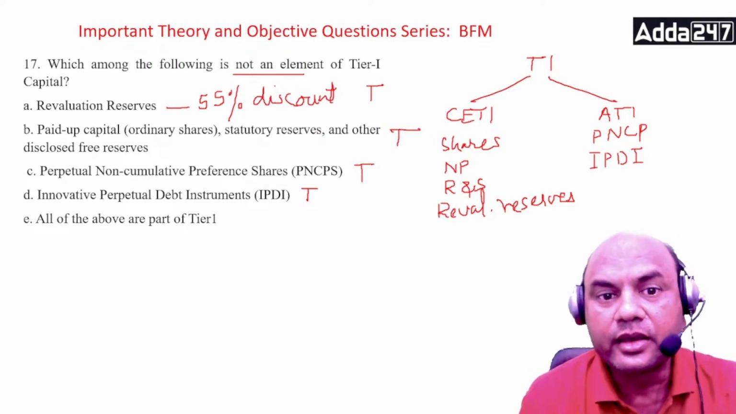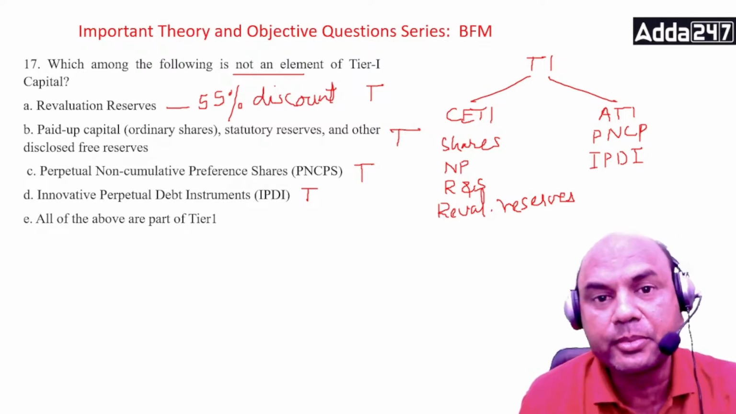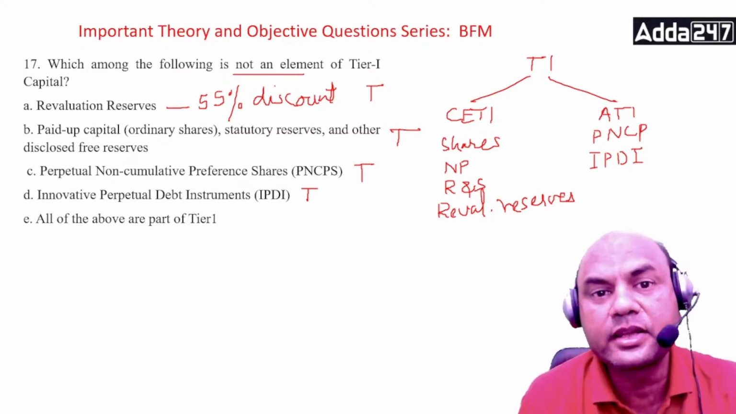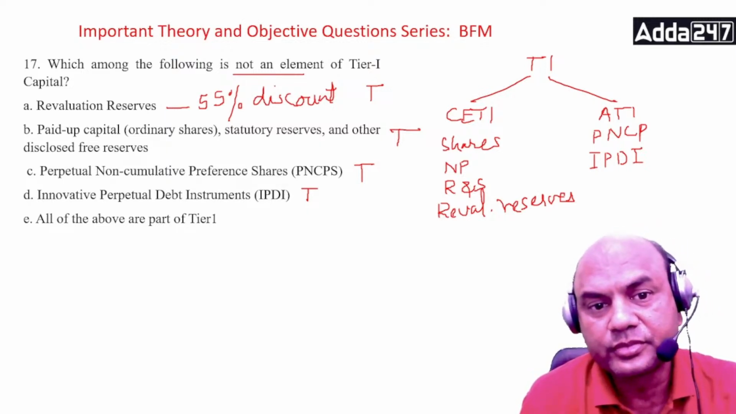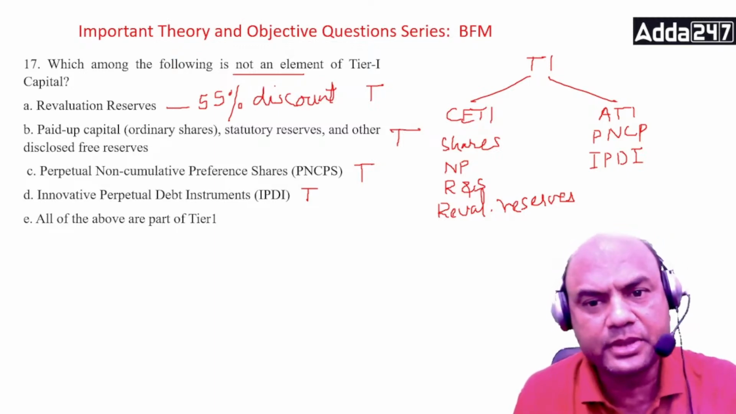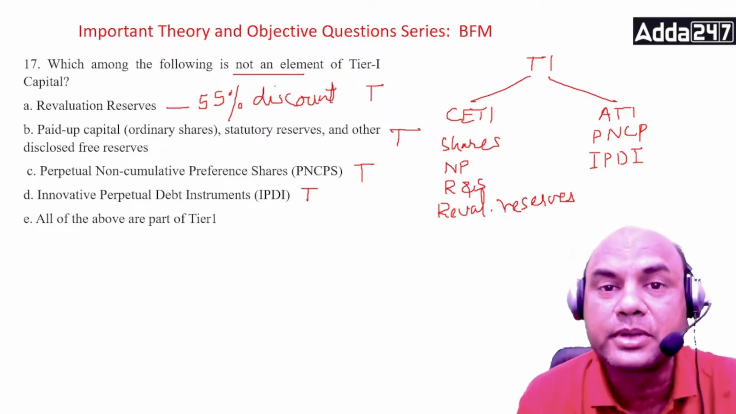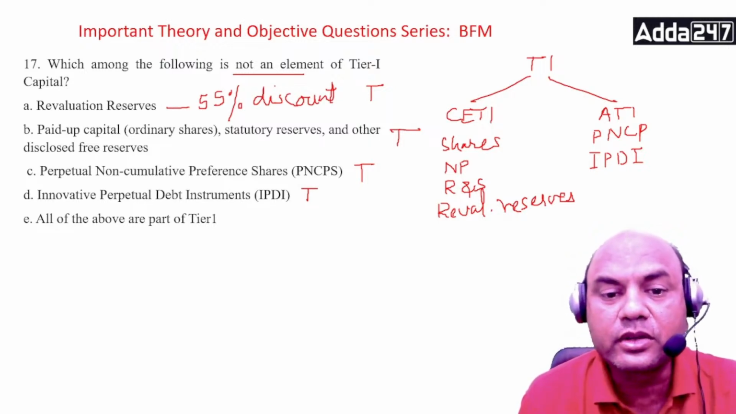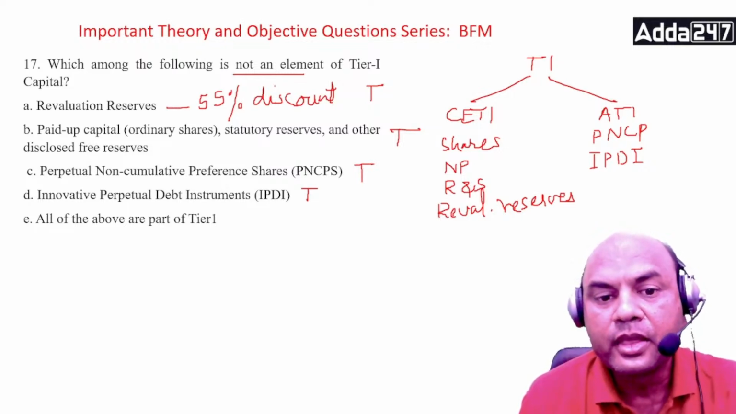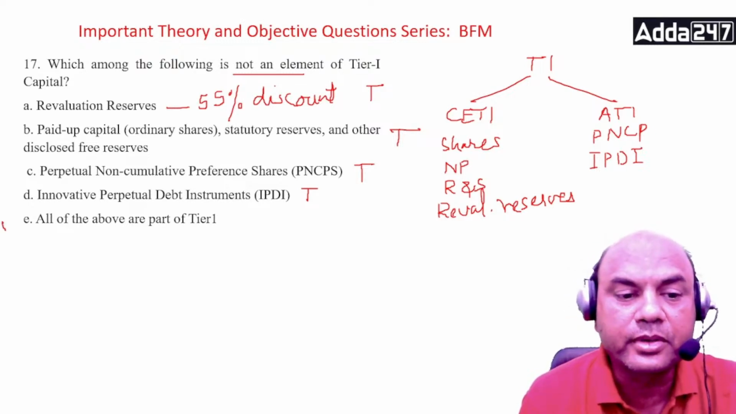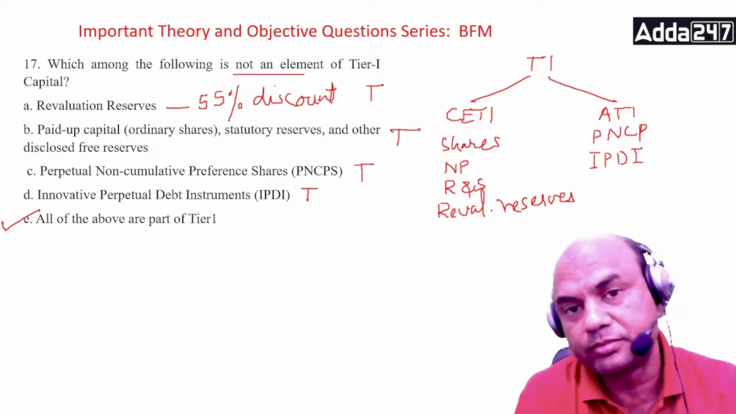Okay. So perpetual, what do you mean by perpetual? Long term, very long term. Anything perpetual means very long term. IPDI means what? Innovative perpetual debt instrument. This and PNCP are roughly similar. PNCP is also a part of IPDI only. This is a debt instrument. So PNCP is a part of IPDI. Okay. So all of them are the part of tier 1. All of them. Got it?